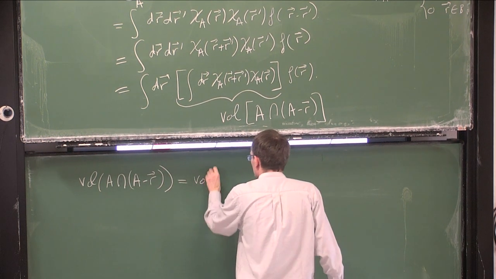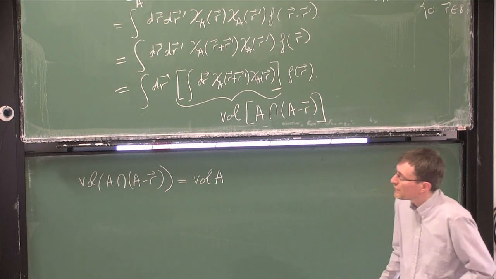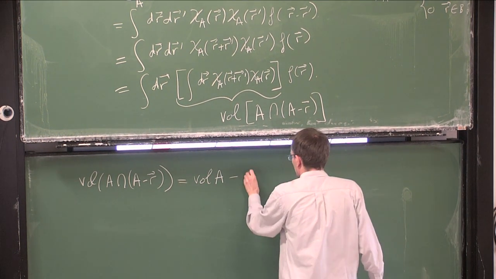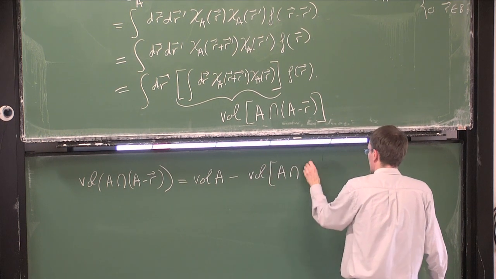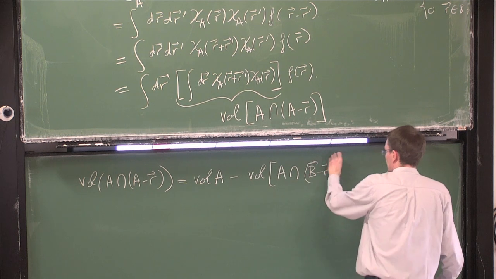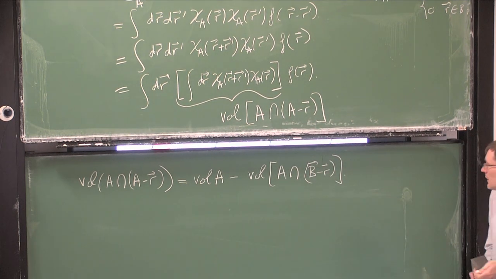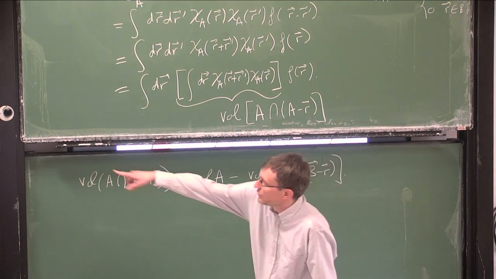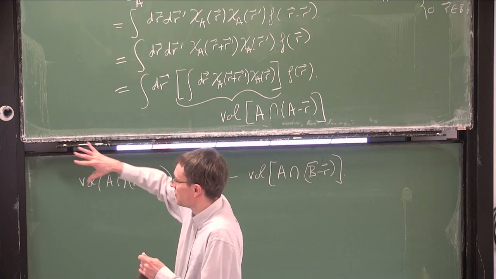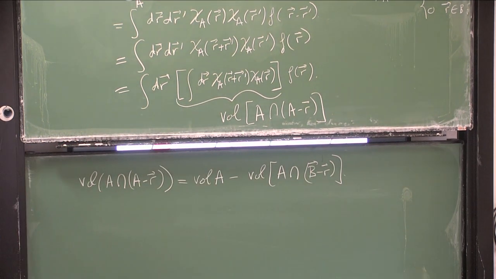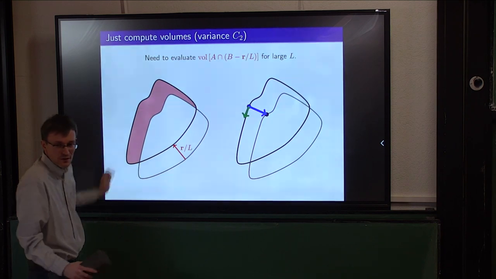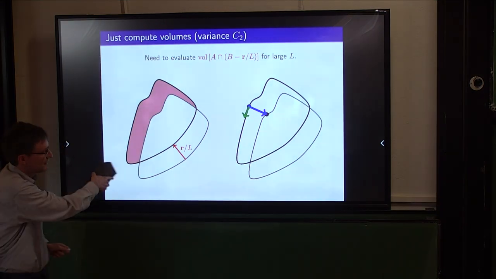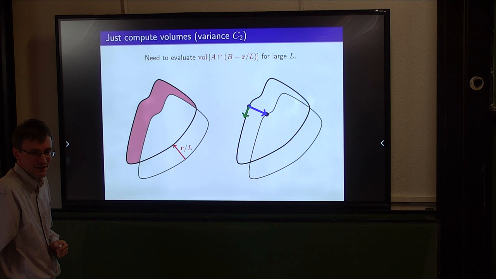And I can always say this is almost the volume of A minus, and I think it's A intersection, it's a bit annoying to write, but I think the picture is nicer. And this is like the red region here. So I have a region A, which is whatever it is, this shape. I shift it a little bit by some vector R, and then I compute the volume of this intersection. So if I did not screw up the picture, this is exactly this.